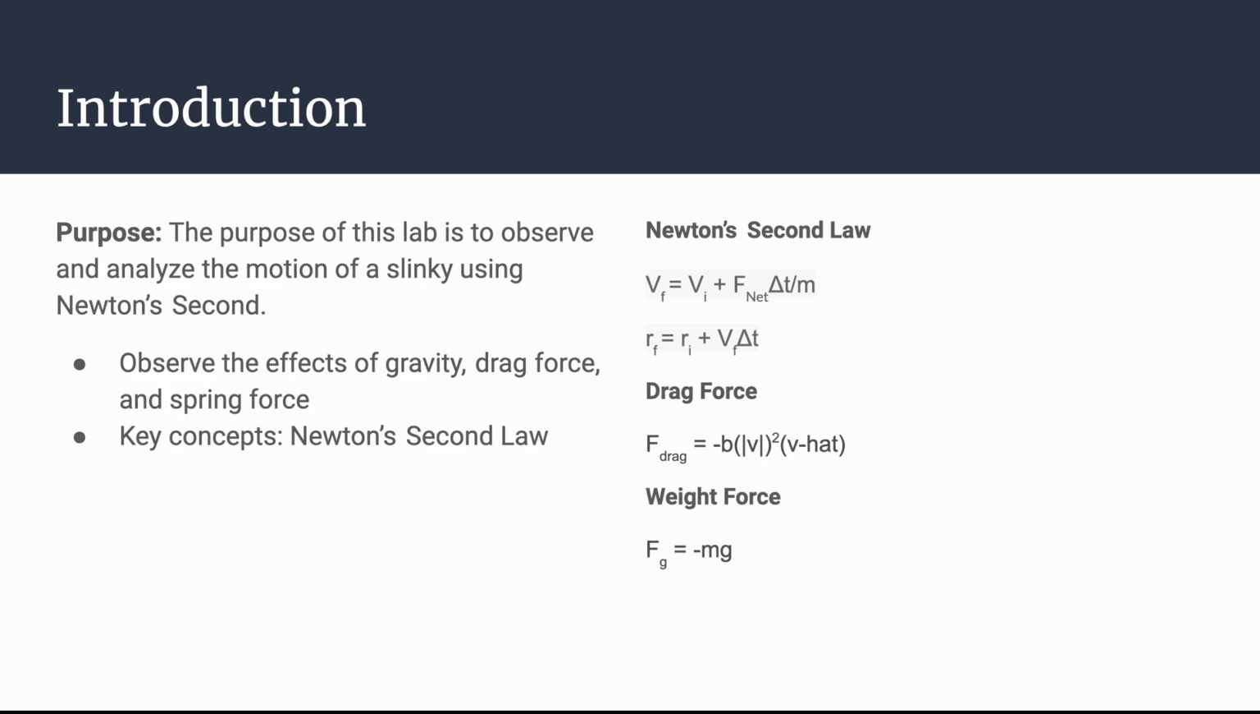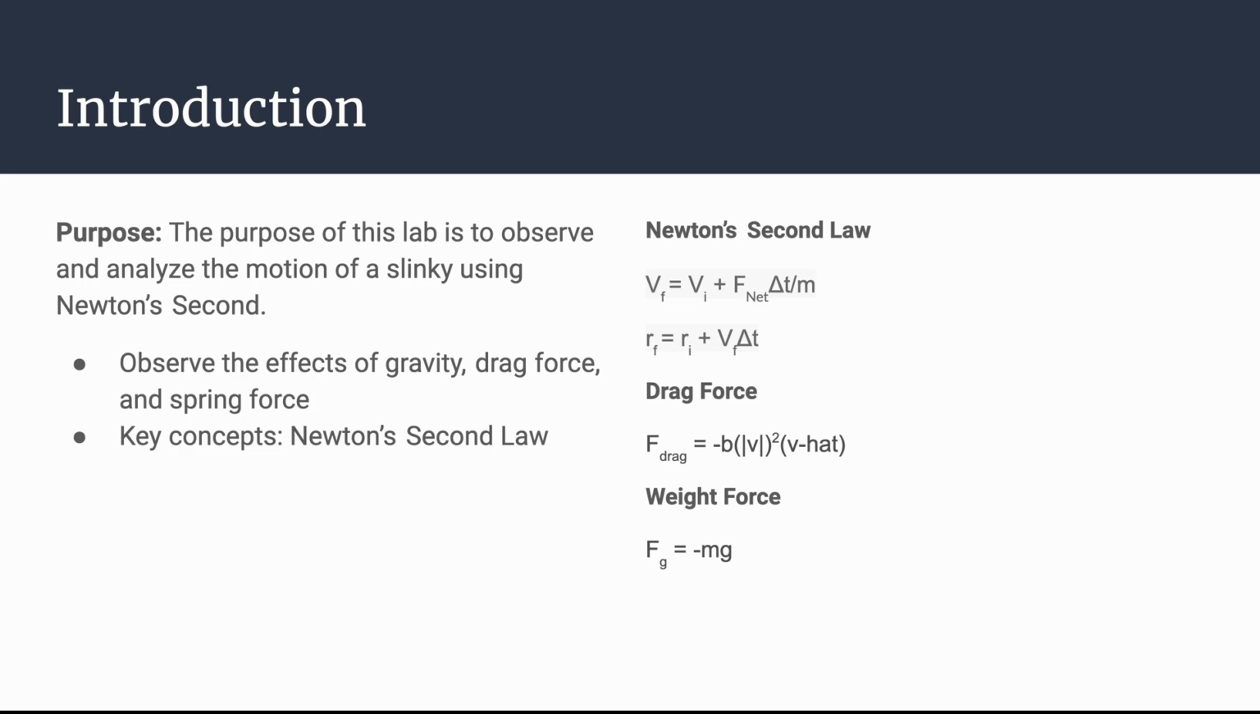Introduction. The purpose of this lab is to observe and analyze the motion of a slinky using Newton's second law. We observe the effects of gravity, which is the weight force, equal to negative mass times the gravitational constant; drag force, which is equal to negative b times the magnitude of v squared times v hat; and spring force, which we can also call tension force in this lab. It's not listed here, but the force of the spring equals the negative spring constant times the stretch of the spring.